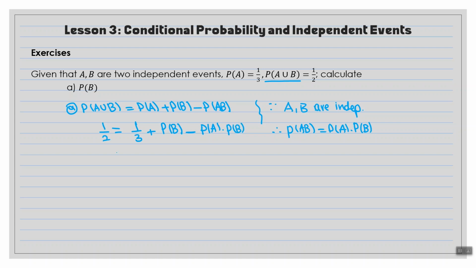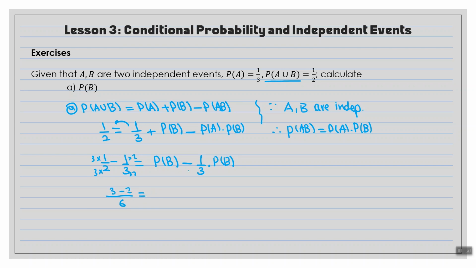So let's continue here. This is a fraction. I can move it with this fraction. So it is half minus 1 over 3 equals the probability of B minus the probability of A, which is 1 over 3, times the probability of B. Okay, here I need to unify the denominators. Multiply by 3, multiply by 2. So the denominator becomes 6. And the numerator is 3 minus 2.